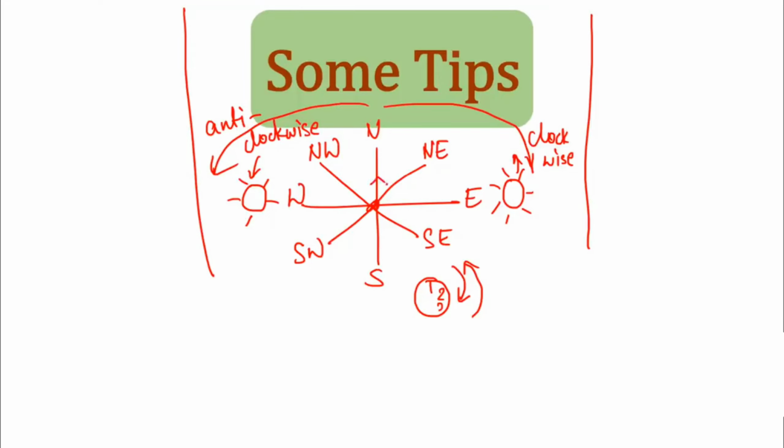Say if you are facing north, and if you want to go clockwise, you will go like this only. If you want to go anti-clockwise, you will go like this. Say if you are facing south and you want to go clockwise, then the clock moves like this, so you will go like this, same as this. And if you want to go anti-clockwise, the clock moves like this, so you will go like this, same. So clockwise and anti-clockwise do not depend on which direction you are facing, right? You can face in any direction. Clockwise and anti-clockwise will be the same. Clockwise means moving through the right, anti-clockwise means moving through the left.